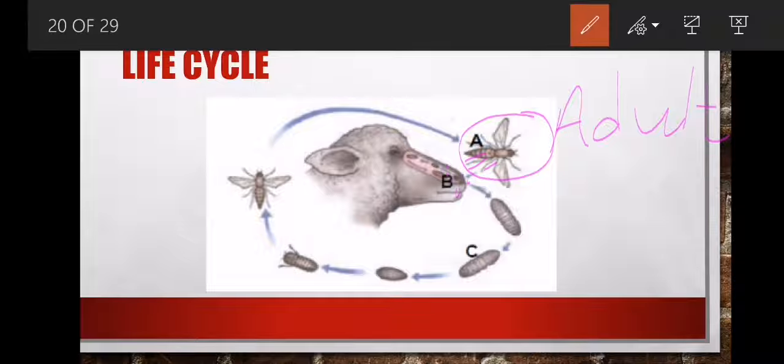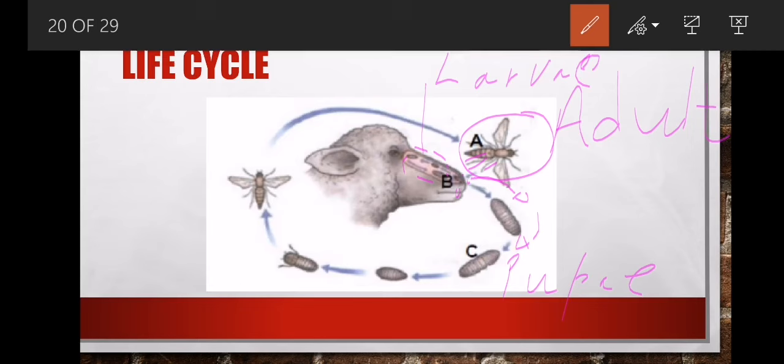When it lays the eggs, what will happen? The eggs will go through the sinus cavities, in a form of what? In a form of larva. Then the animal will sneeze out. When it sneezes, now the worm comes out in a form of what? In a form of pupa. So you can see the stages.